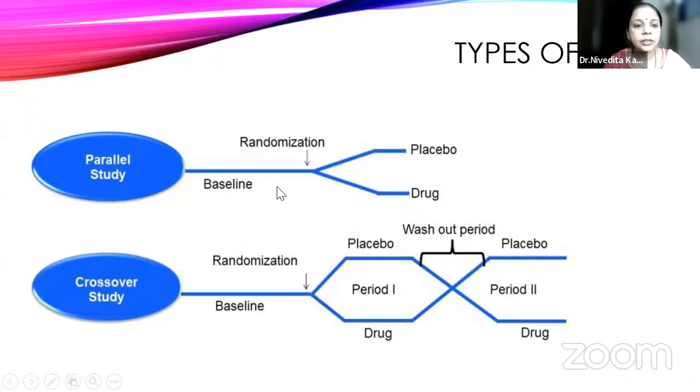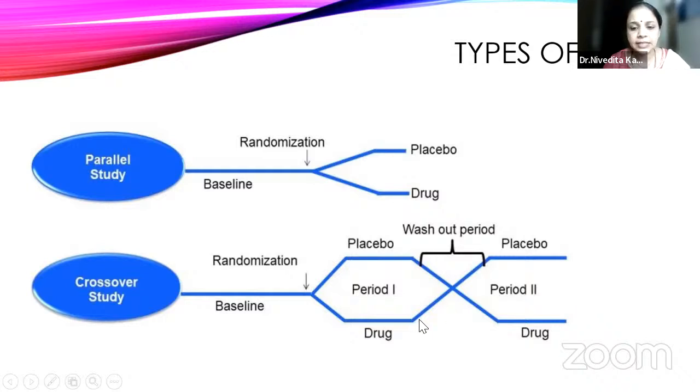Also, based on how the subjects are randomized and allocated into different groups, you could have a parallel arm study or a crossover study. A parallel arm study is a simple study where subjects are randomized either into the placebo arm or the therapy arm, and they continue to be in the same arm till the completion of the study. Whereas in the crossover, after randomization, they are allocated into the placebo and the drug group for a certain period of time. This is followed by a washout period, and then they cross over to the other arm.